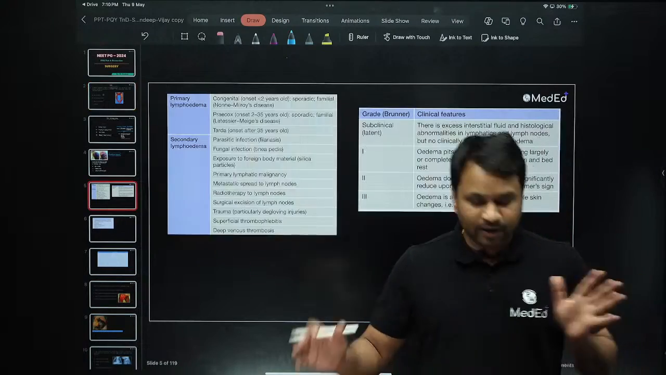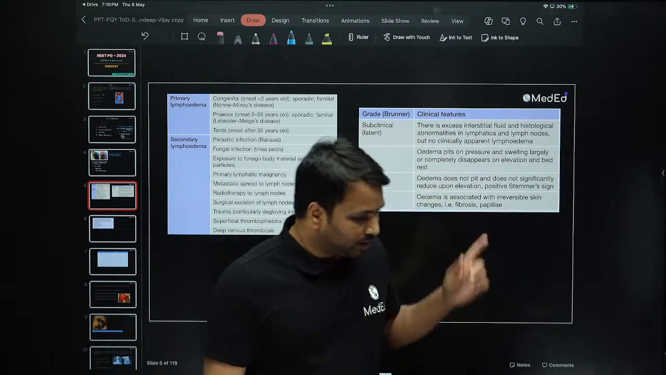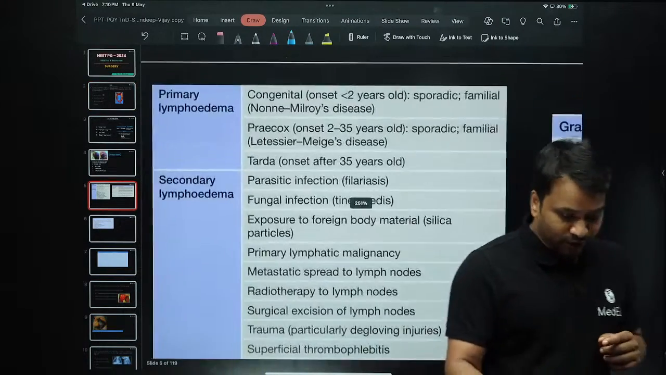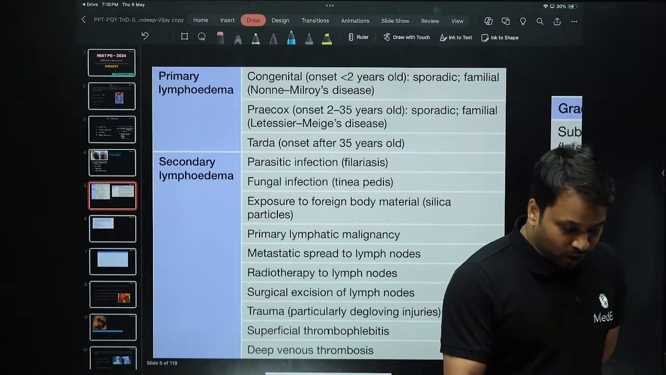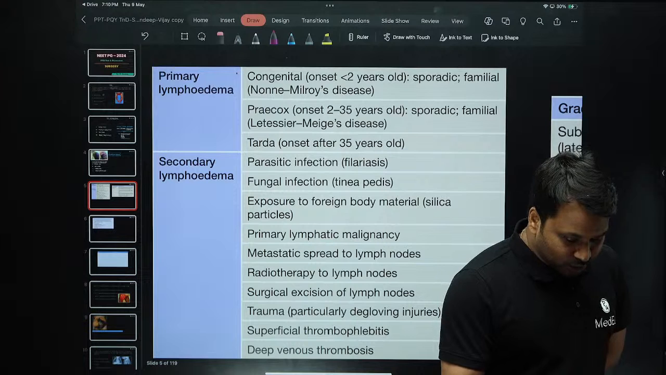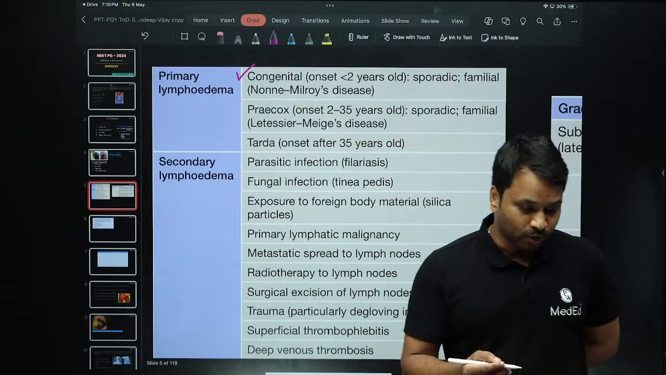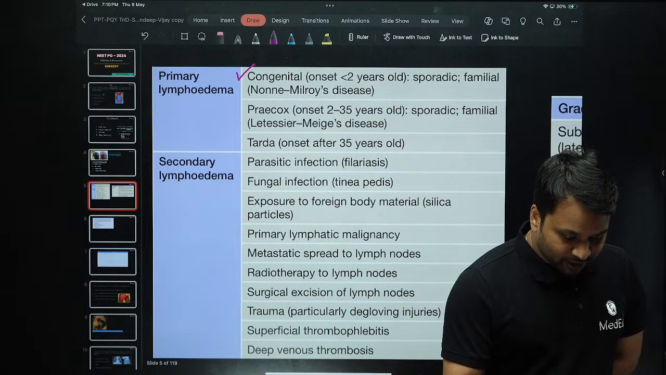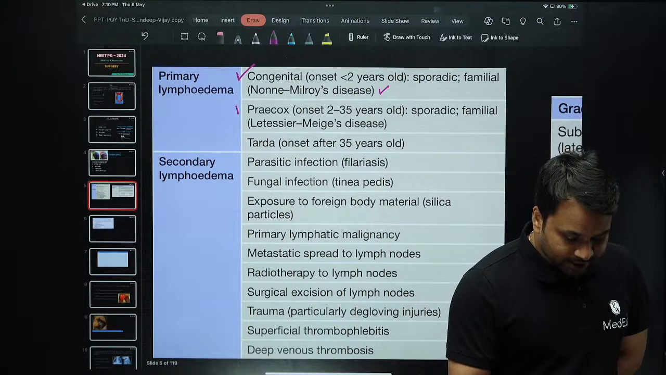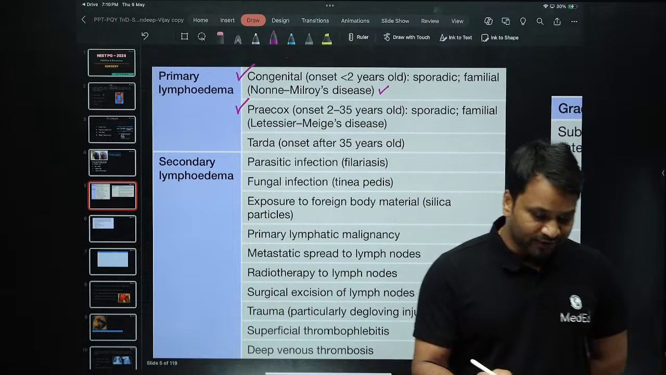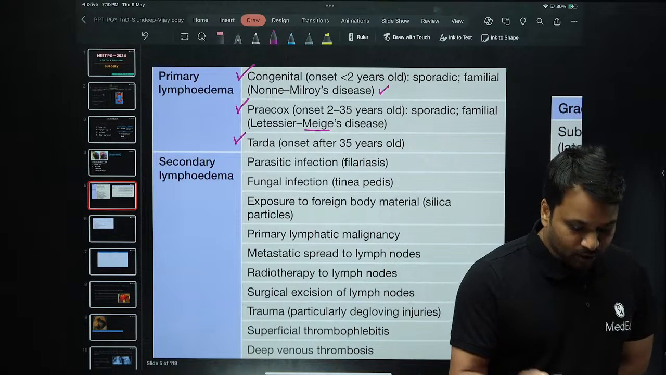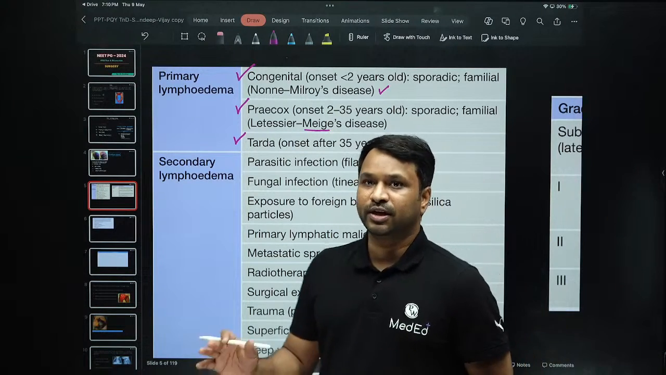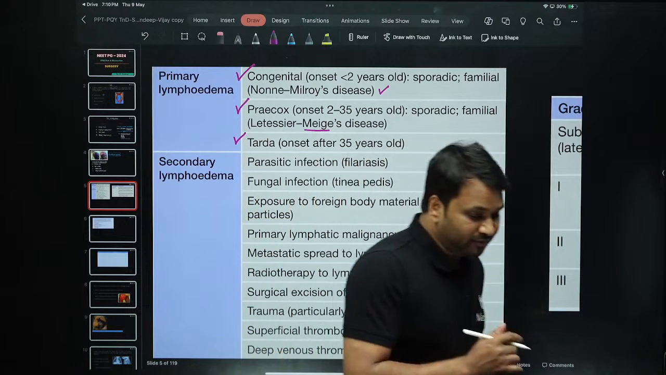Now, when you talk about lymphedemas, a couple of important tables that you need to know. Table number 1 is the differentiation of the causes of primary and secondary lymphedemas. Remember, if it's congenital, that is onset at age less than 2 years, it is going to be sporadic or familial. Familial is called Milroy's disease. Then you have praecox, which is between 2 and 35. Familial praecox is what we call Meigs disease, and tarda, which is going to be after the age of 35. So, these are the causes of primary lymphedema.